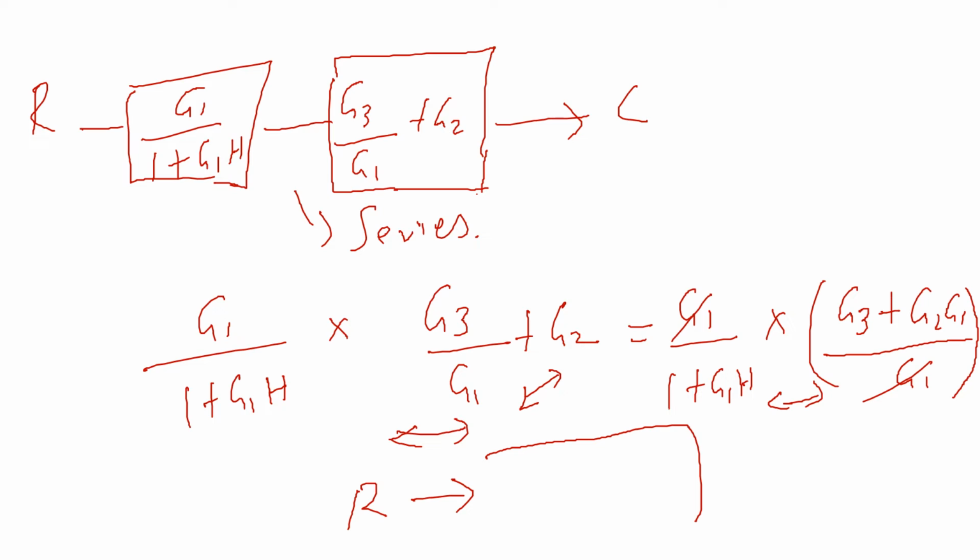What is the reduced block here? You can draw better, I think, in your notebook. The reduced block is G1 G2 plus G3 divided by. So let me draw it here again because I cannot draw it there.